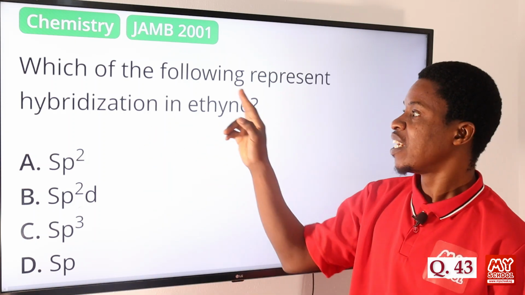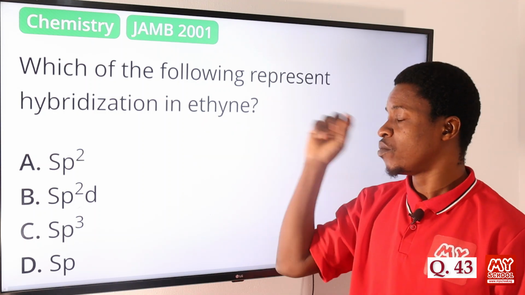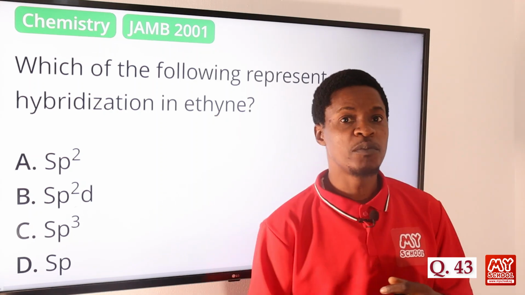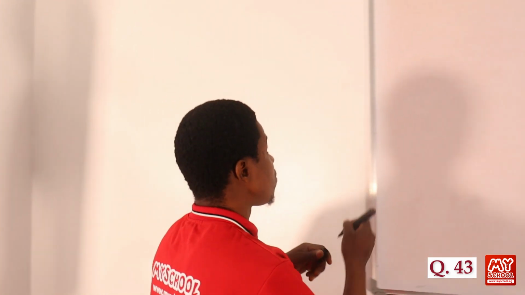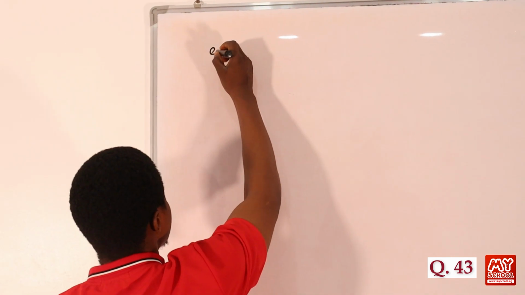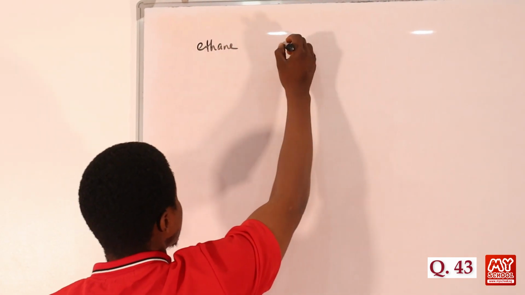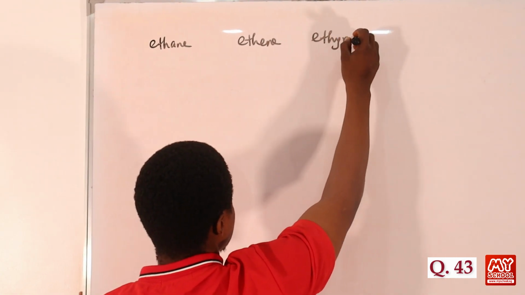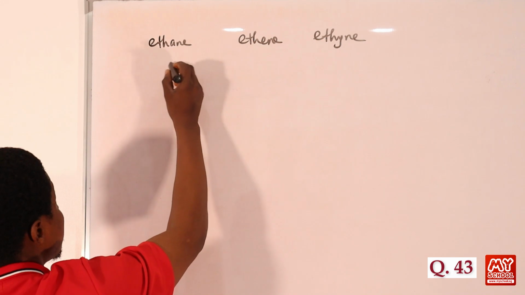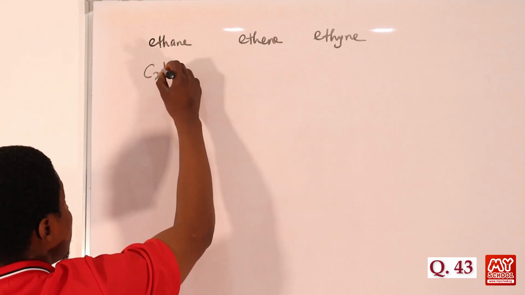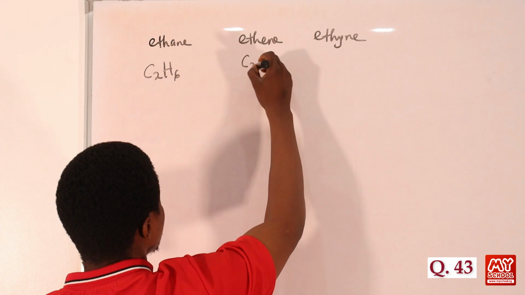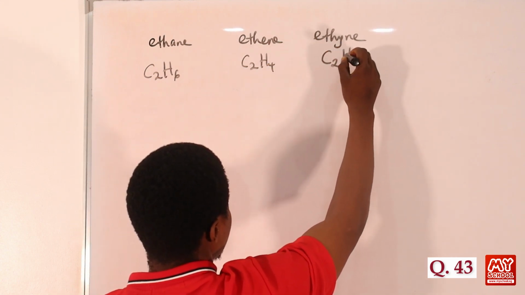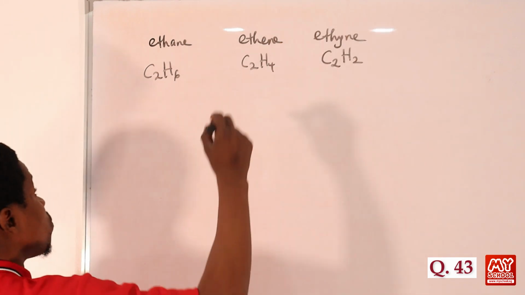So which type do we have in ethyne? I will just use the three hydrocarbons with two carbons to explain this concept. So let's move to the board now to see what we have. We have ethane, ethene, and ethyne. Don't forget that ethane is C2H6, this is C2H4, and then this is C2H2. It has 2n-2.